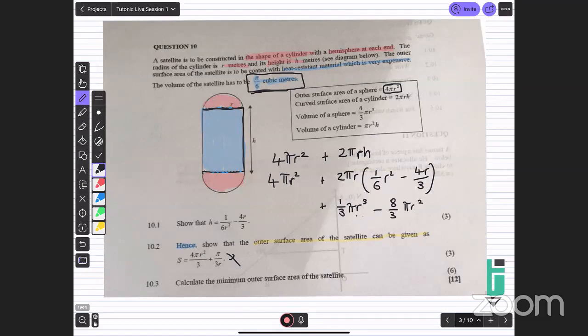And what is 4 pi r squared minus 8 over 3 pi r squared? It will be 4 over 3 pi r squared, because isn't 4 just 12 over 3? Okay, so then you get that. Do you guys all see that?